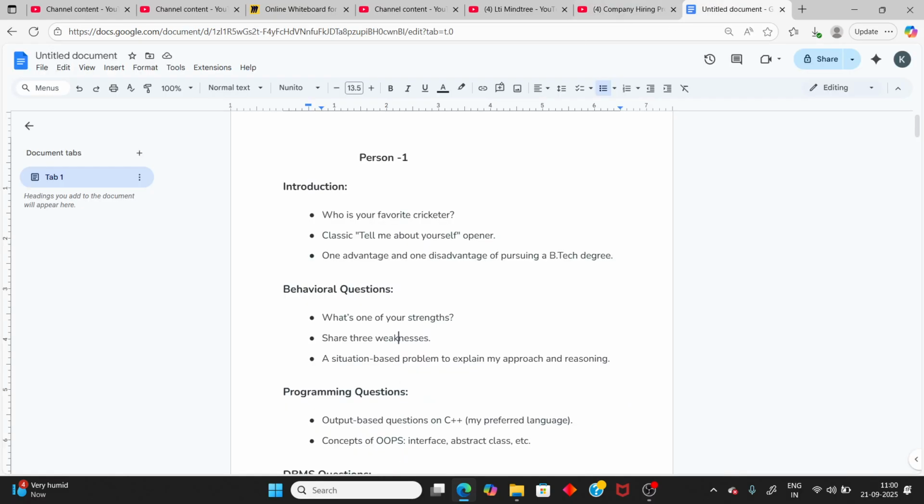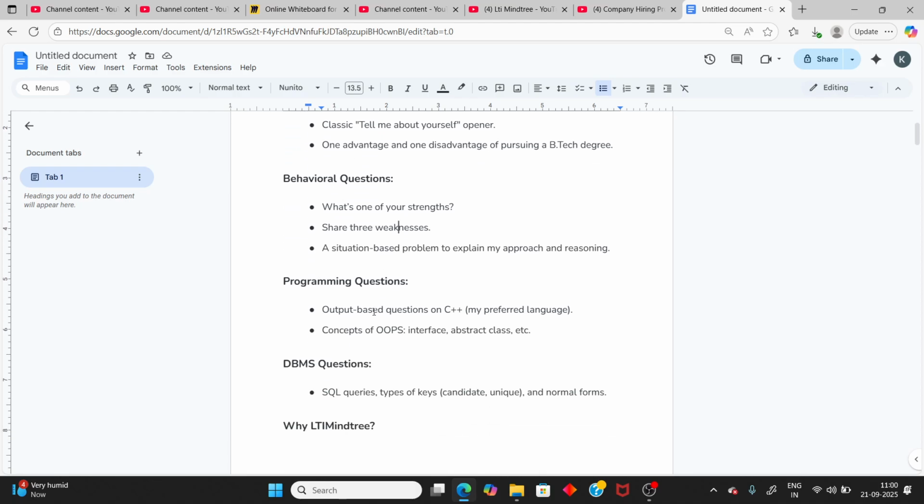You should give like, and the question is the same, everyone will be asked the same. But you need to prepare the answer uniquely. And then output based questions in C++. As his preferred language is C++, they can ask you Java output based questions, but that is actually too easy, not too hard.